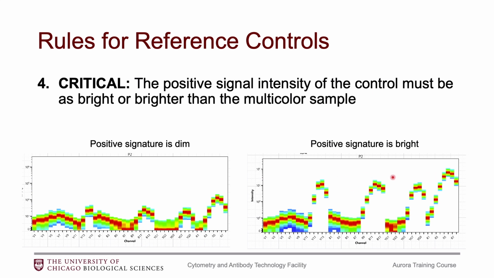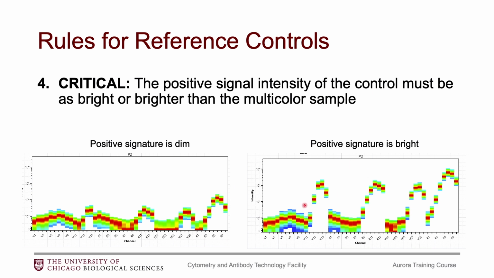If we have the opposite situation, so if this signature here is our reference control, we tell this to the unmixing algorithm, and then it looks for that signature within our sample and it ends up looking like this, then that's very easy for the algorithm to find the signature in the sample and determine exactly what fluorophore channel it should be placed in. One more note about this rule is you actually don't want your control to be too bright. You don't want it to be several logs brighter than your sample.